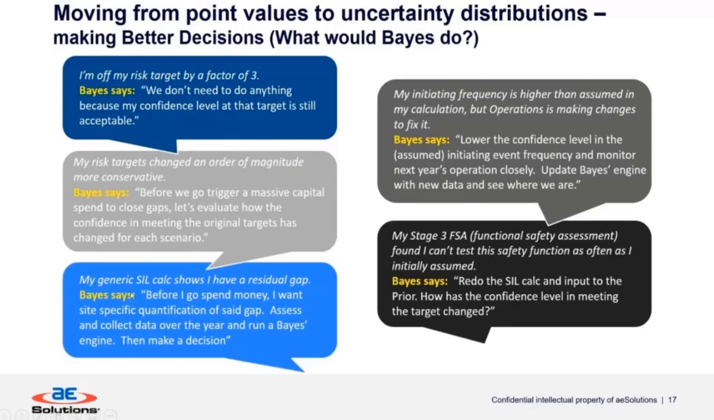The next one, my generic SIL calc shows I have a residual gap. Bayes says, before I go spend money, I want site-specific quantification of said gap, assess and collect data over the year and run a Bayes engine, then make a decision. So all of these, interestingly, sort of tie back to LOPA, which is order of magnitude, which I think when we do LOPA, we forget that, because if we're not right on that line, then we expend all kinds of effort and capital to make that line, even though it's an order of magnitude method. We forget that as we apply it in practice.